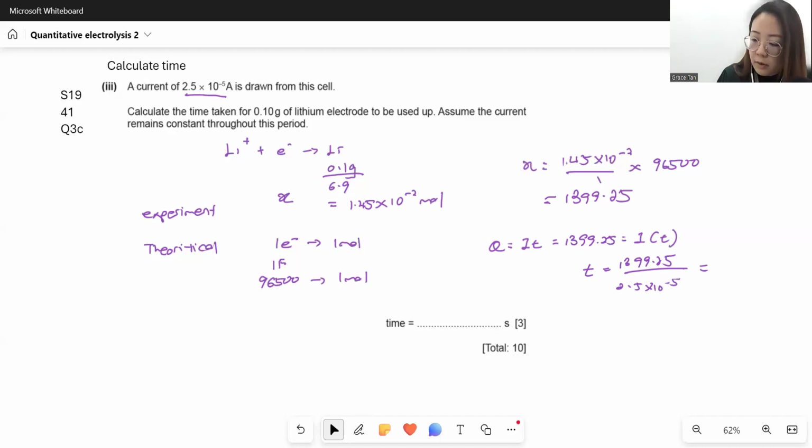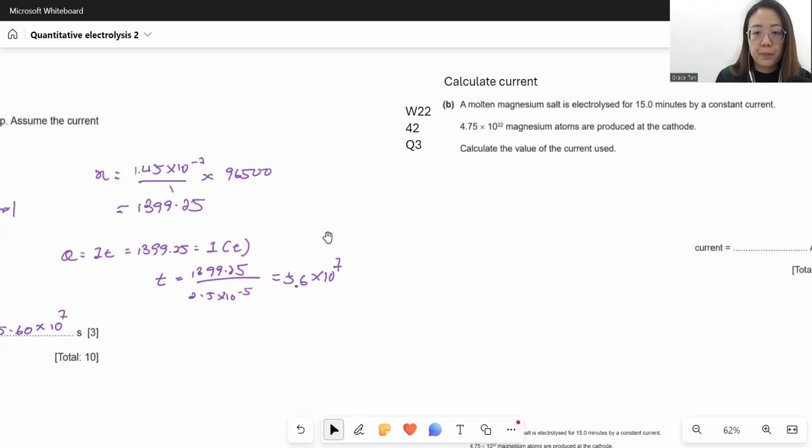I've calculated this to be 5.6 times 10 to the power of 7 in seconds. So this would be 5.60 times 10 to the power of 7 seconds. That's how we work backwards to calculate time. Now we shall look at another example.